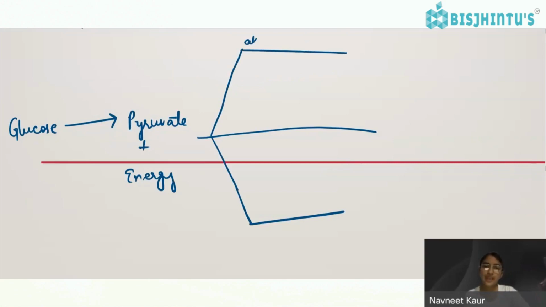So first one is absence of oxygen. First we will read what happens in the absence of oxygen. Like this, pyruvate is converted into ethanol plus carbon dioxide and energy.